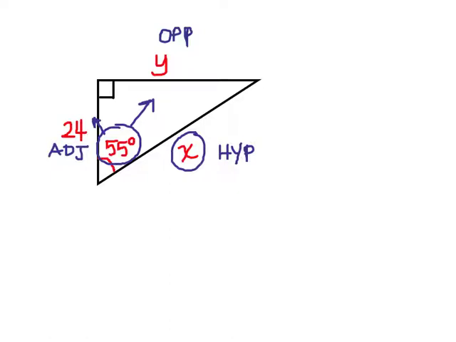Once you get them labeled, then everything will kind of fall into place with Sohcahtoa. So what we want to do is choose whether we want sine, cosine, or tangent. Let's say we're going to find x first. That means we're dealing with the hypotenuse.